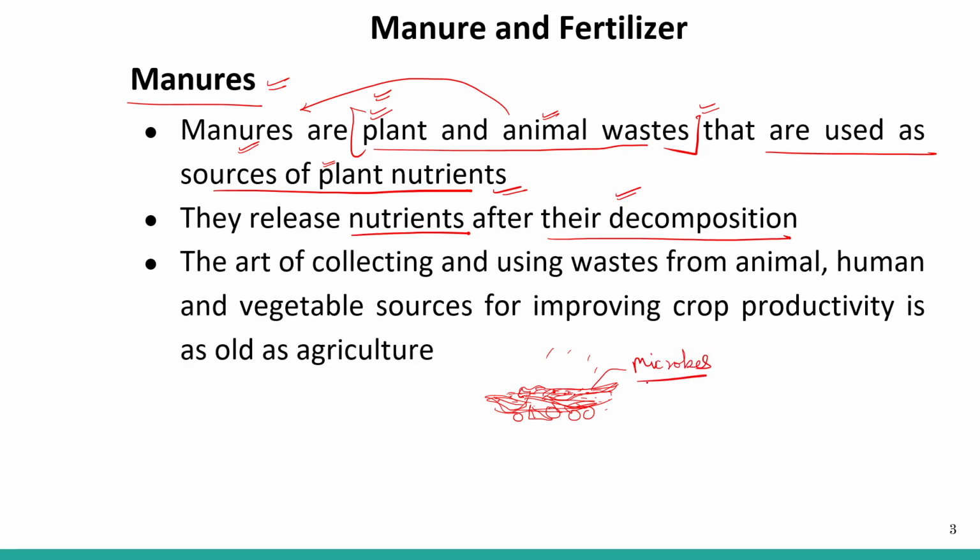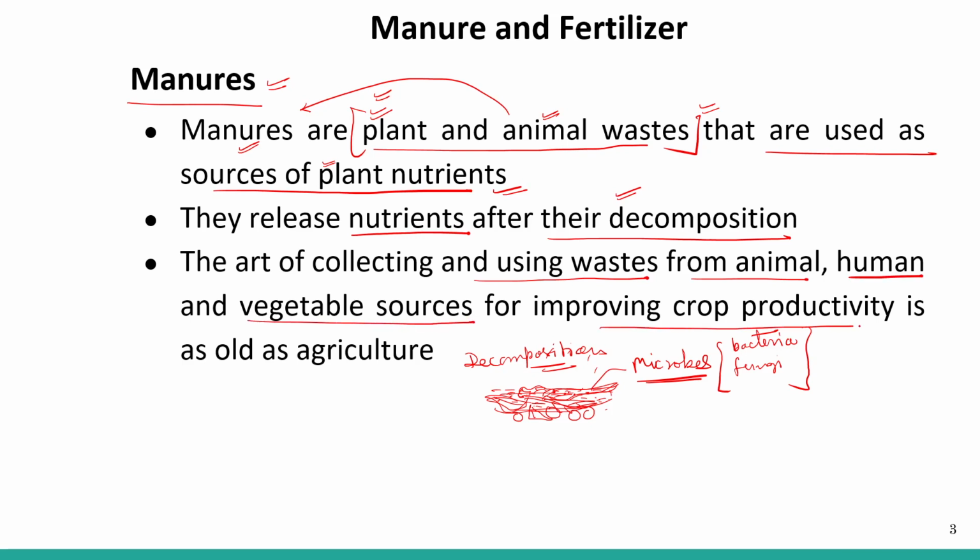microbes grow on these plant and animal wastes. So that can be bacteria and fungi, right? These bacteria and fungi change this complex organic waste into a simpler form by the process of decomposition. So the art of collecting and using waste from animals, humans and vegetable sources for improving crop productivity is as old as agriculture.